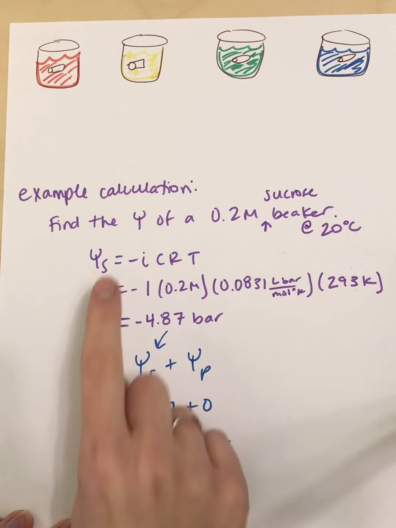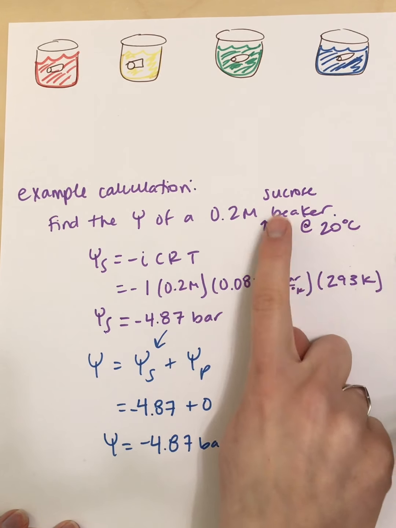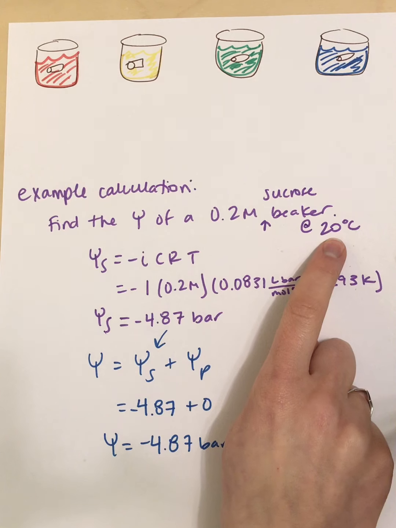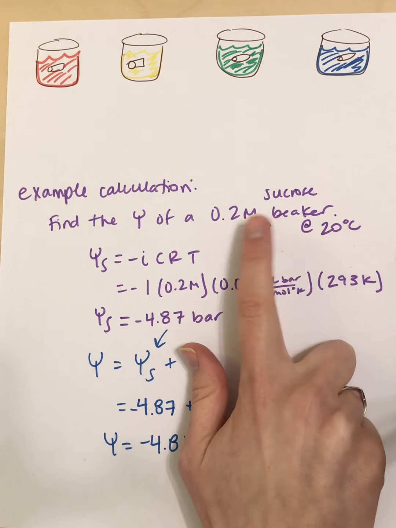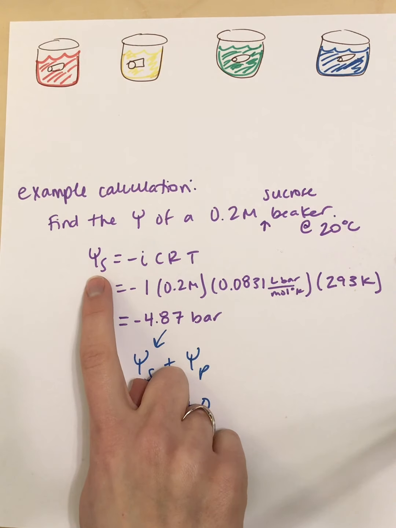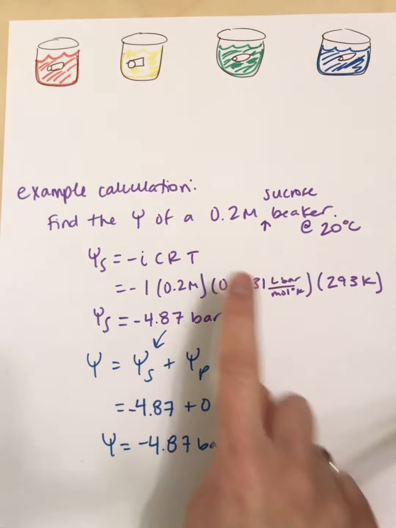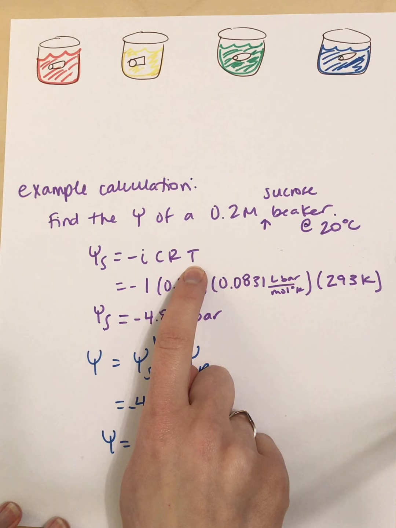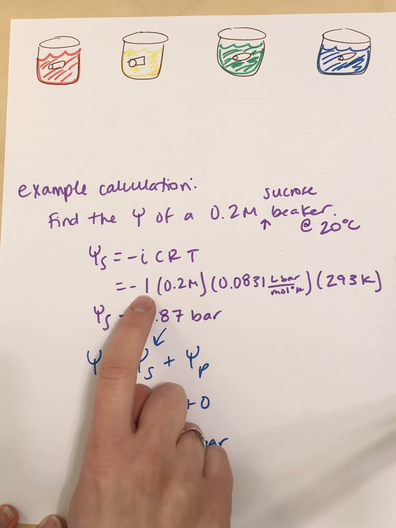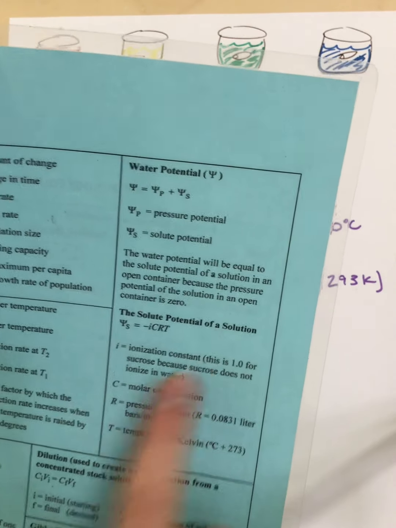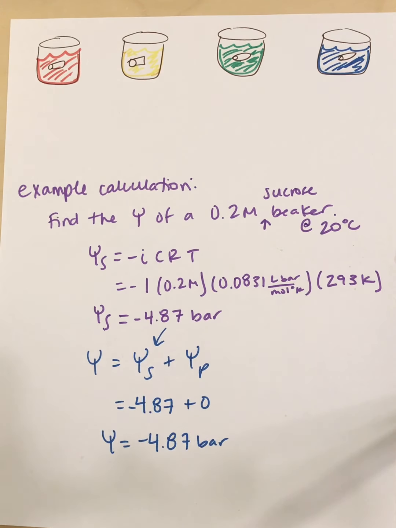To find this out, the first thing we need to do, and I'm cued to this by the fact that they gave me temperature and molarity, is that I'm going to need to use the solute potential equation, this one, because it has concentration, C, and temperature in it. So I plugged in the ionization constant, which is 1 for sucrose, as my formula sheet says. Remember, for salt, NaCl, it's 2.